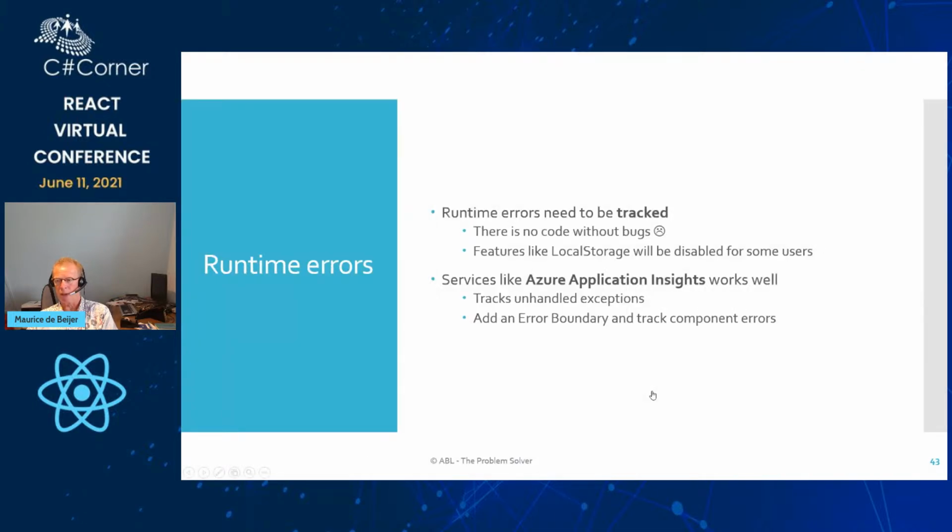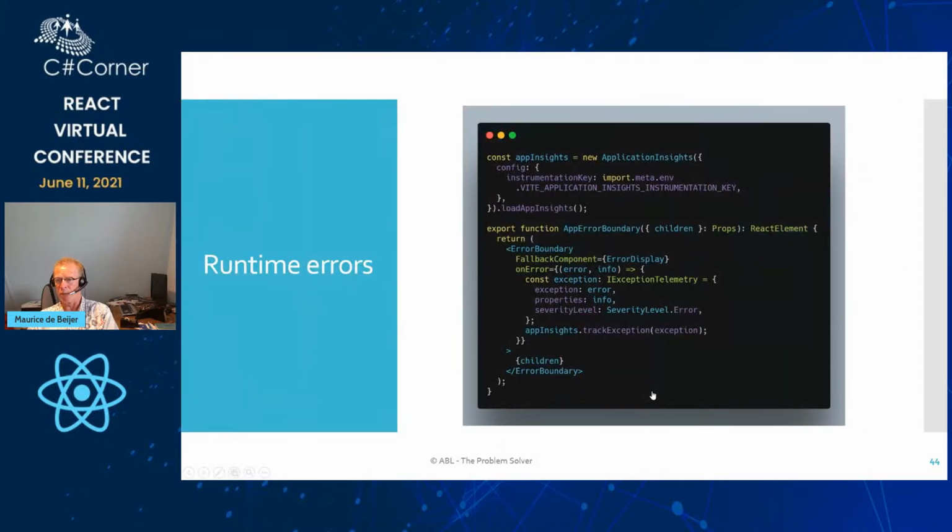Track them somehow. I typically use Azure Application Insights. Works really well. It will let you track unhandled exceptions, but it won't track React errors by default. If your error is inside a React component, you do need to add an error boundary and track those yourself and send them to Application Insights.